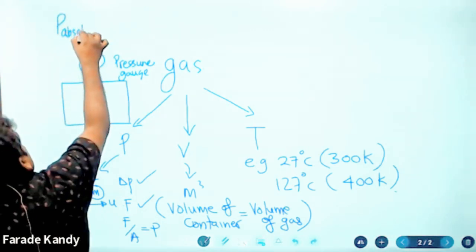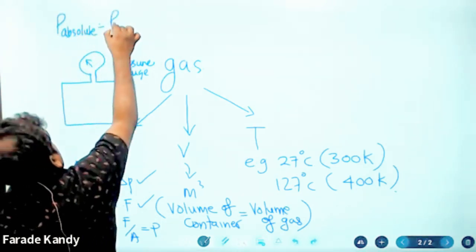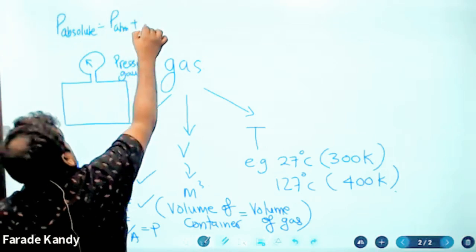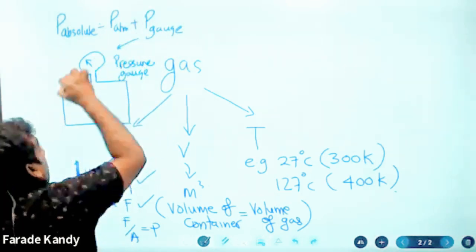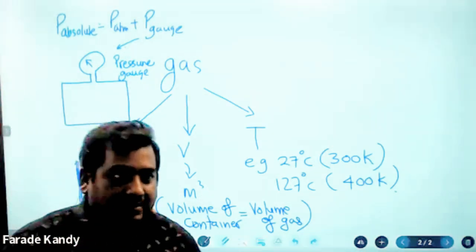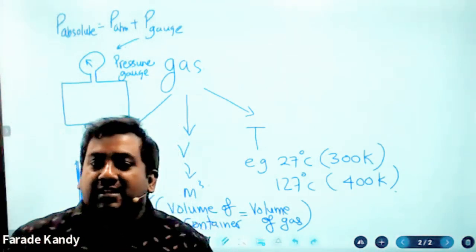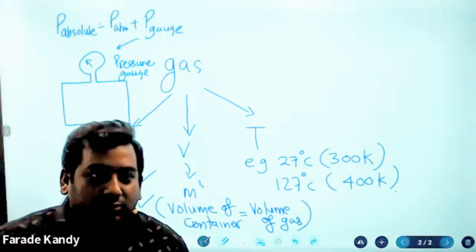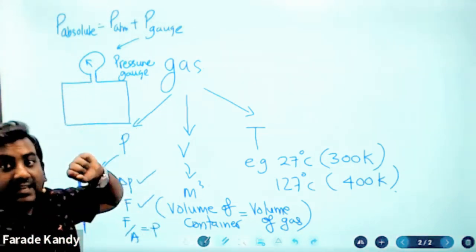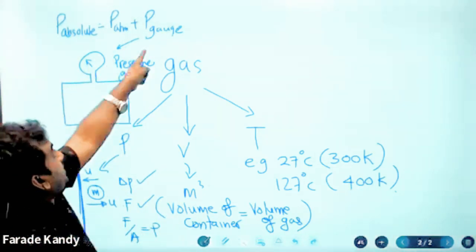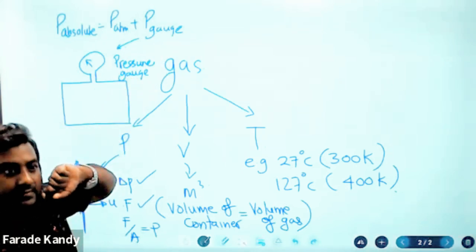Absolute pressure is atmospheric pressure plus gauge pressure. This gauge pressure only is what? Normally H rho G. H rho G is directly measured using a pressure gauge. Understood? So whoever was thinking, how do they measure pressure inside? They use a pressure gauge. A pressure gauge measures gauge pressure.